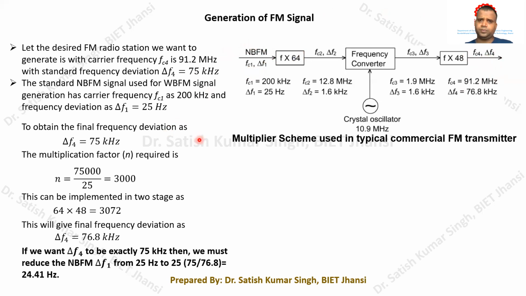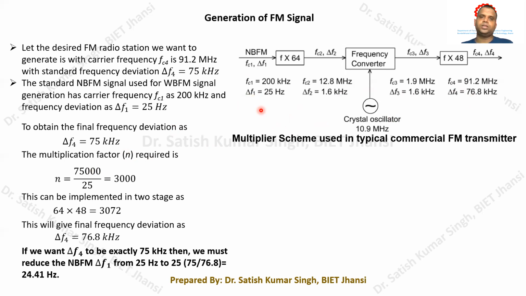For example, to obtain the final frequency deviation delta f4 equal to 75 kilohertz, what should be the multiplication factor that we need to calculate? The multiplication factor is 75 kilohertz divided by 25. So that will be the multiplication factor that we need.